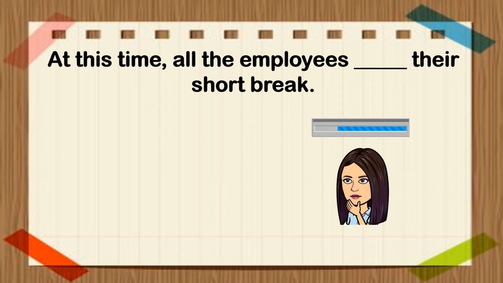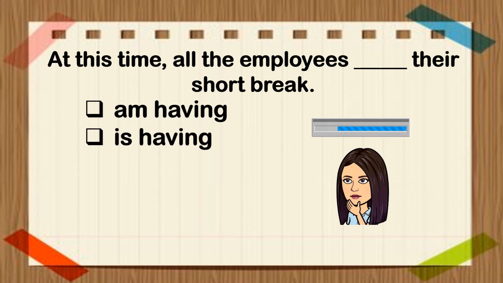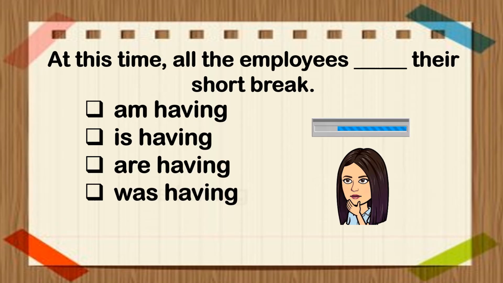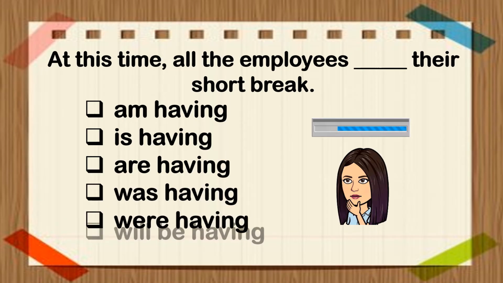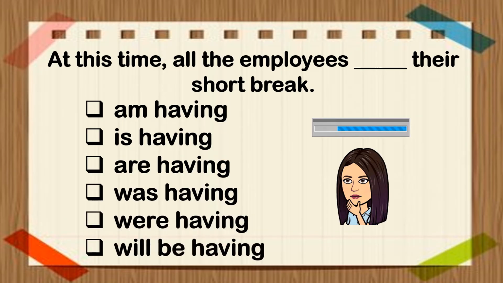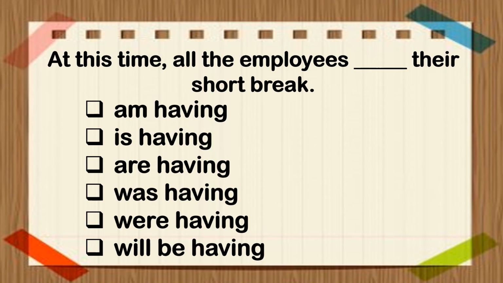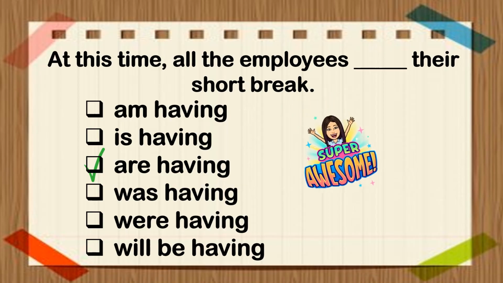At this time, all employees blank their short break. Am having, is having, are having, was having, were having, will be having. At this time, all the employees are having their short break.